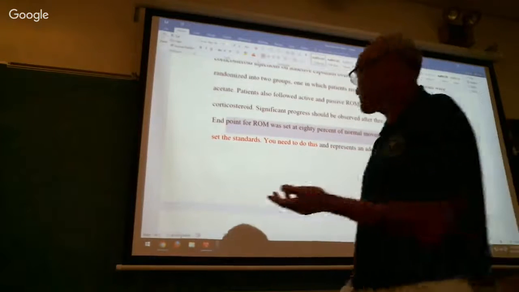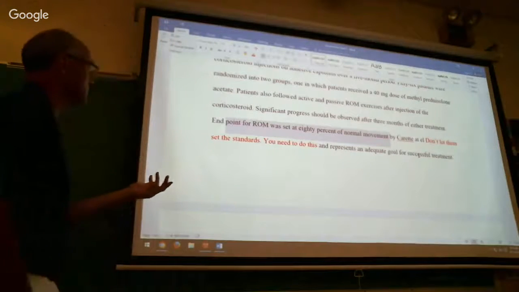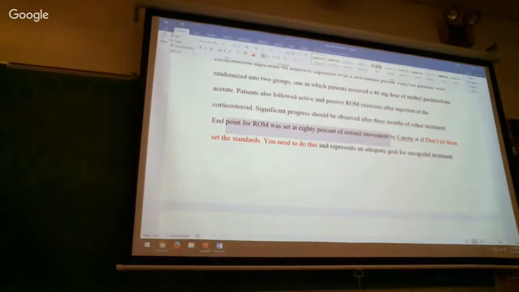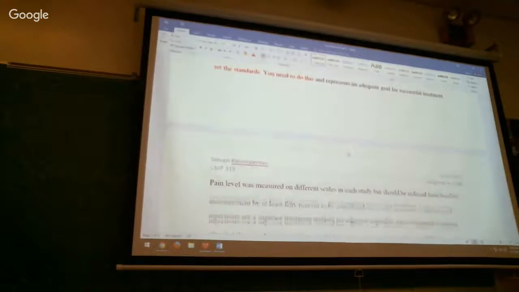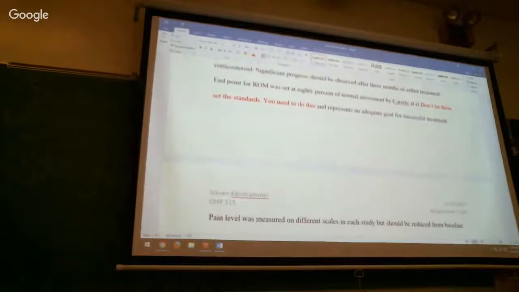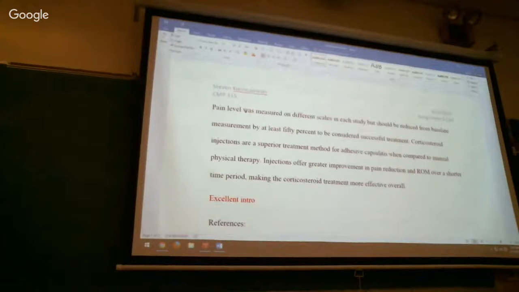So 80% might be right, but then again, I would have to ask what that means. All right, so then he goes, so if he's going to use 80%, he's got to come up with a justification for it other than letting somebody else do it for you. And then he says pain level was measured on different scales in each study, but should be reduced from baseline measurement to at least 50% to be considered successful.